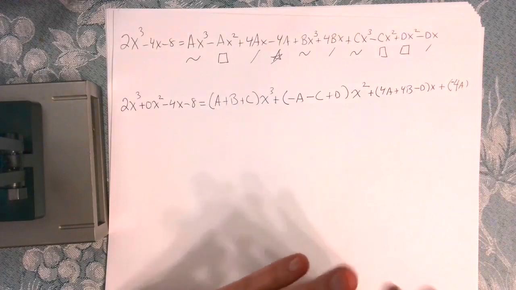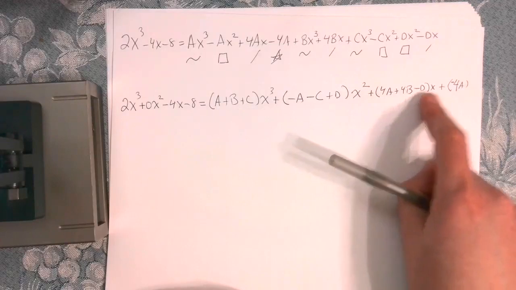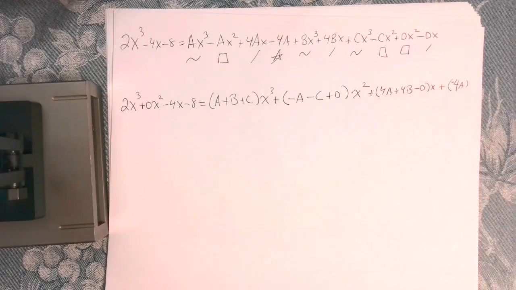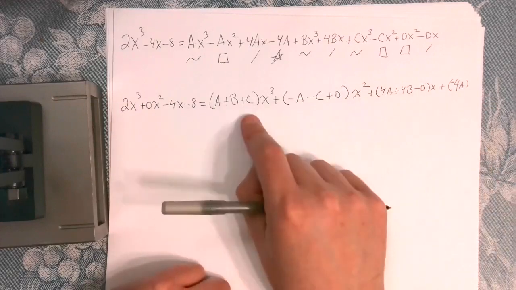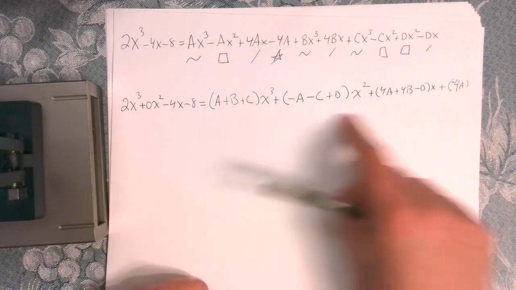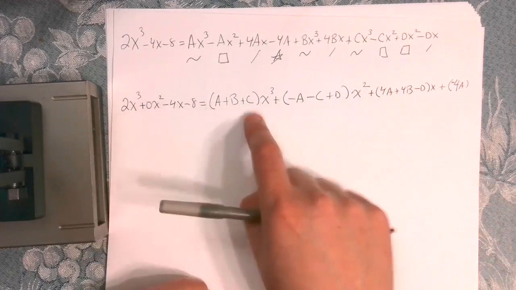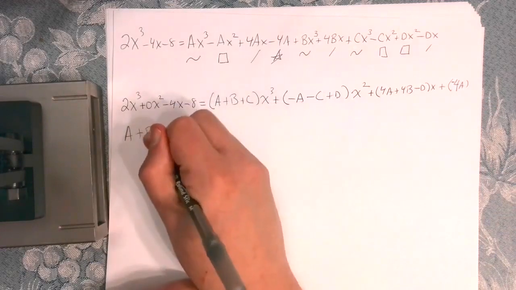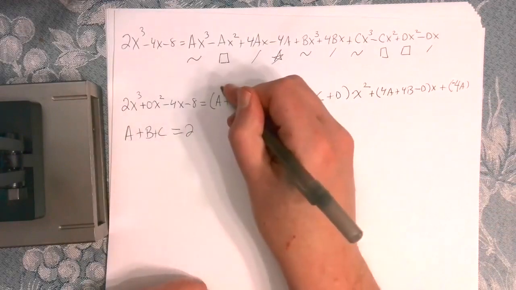Okay, so great. Everything is organized. My cube term, my square term, my x term, my constant. And so the idea is the same as before. If these two polynomials are equal, then they must have equal coefficients. Otherwise, they wouldn't be equal polynomials. So the coefficient of x cubed must be equal to the coefficient of x cubed. So a plus b plus c must be equal to 2. Equating coefficients.